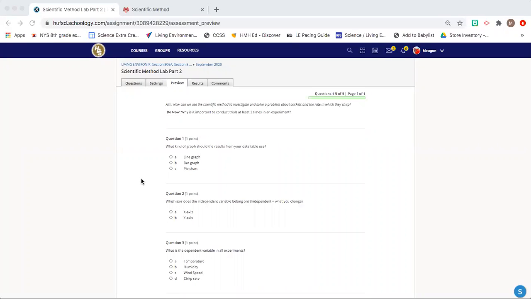Hi guys, so today we're going to talk about part two of the scientific investigation lab. So to start out, we have our aim, which is how can we use scientific method to investigate and solve a problem about crickets and the rate in which they chirp.